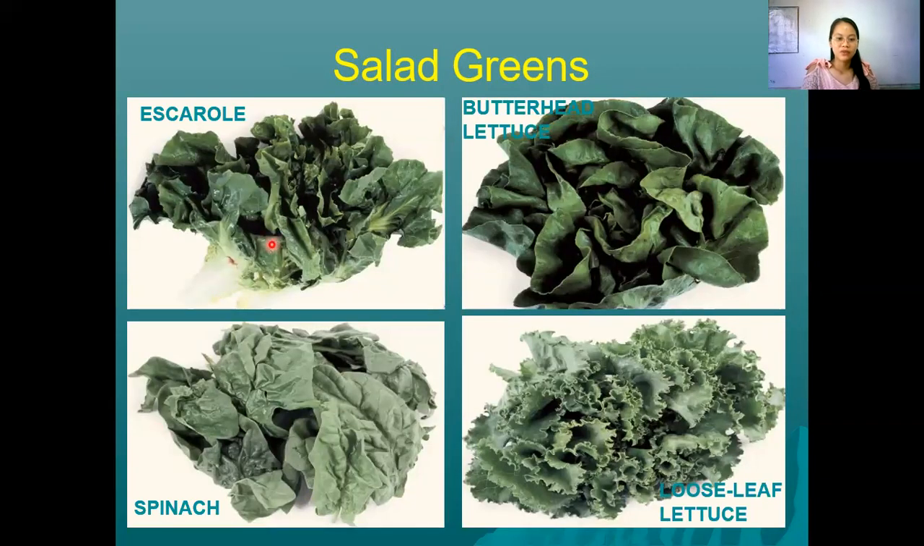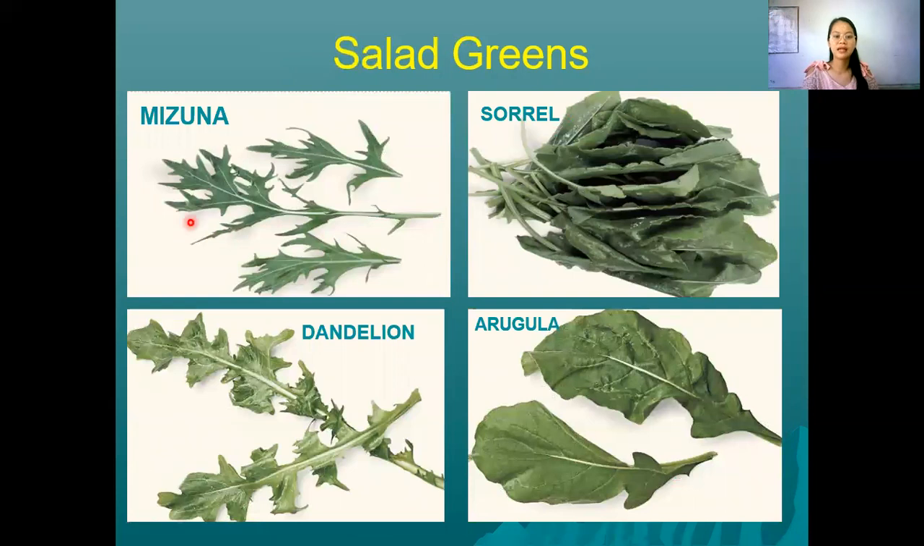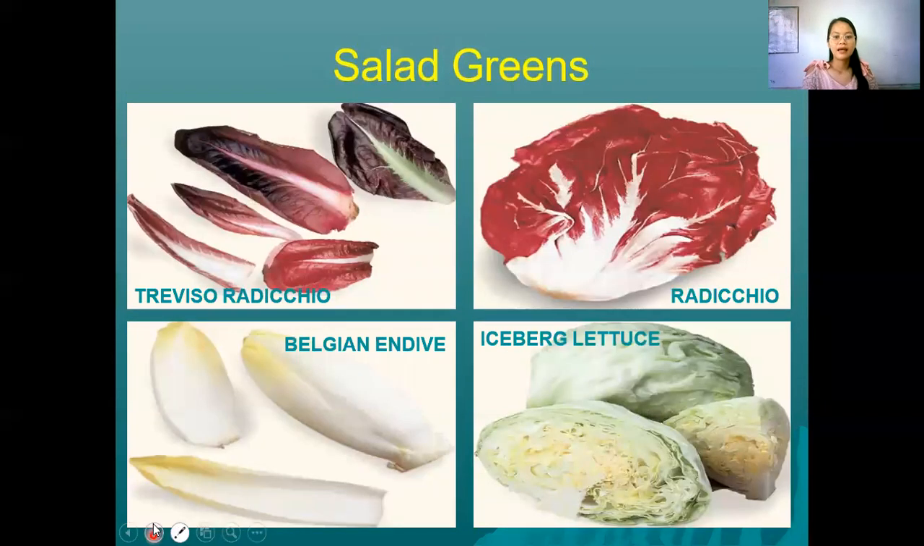We also have escarole and butterhead lettuce. Butterhead lettuce looks more like the one that we use for pechay. We also have spinach, and then the loose leaf lettuce. And for the flavor adding salad greens, we have mizuna, sorrel, dandelion, and arugula.